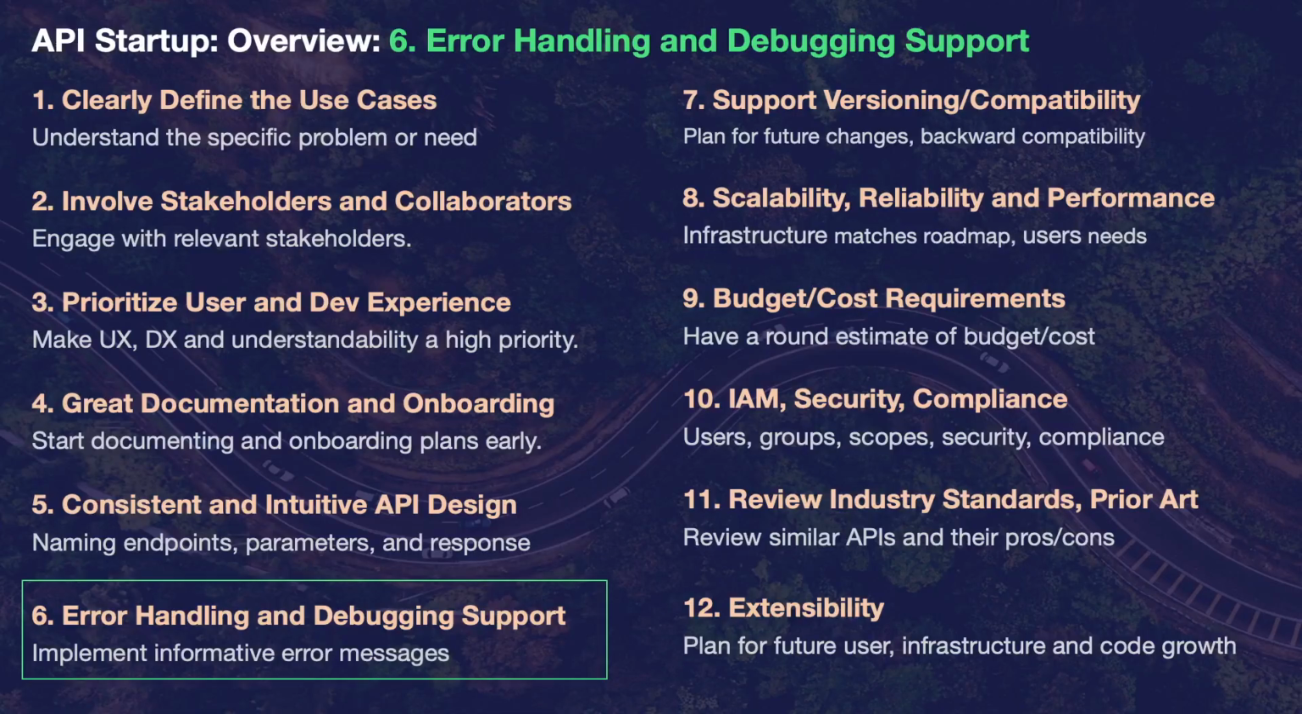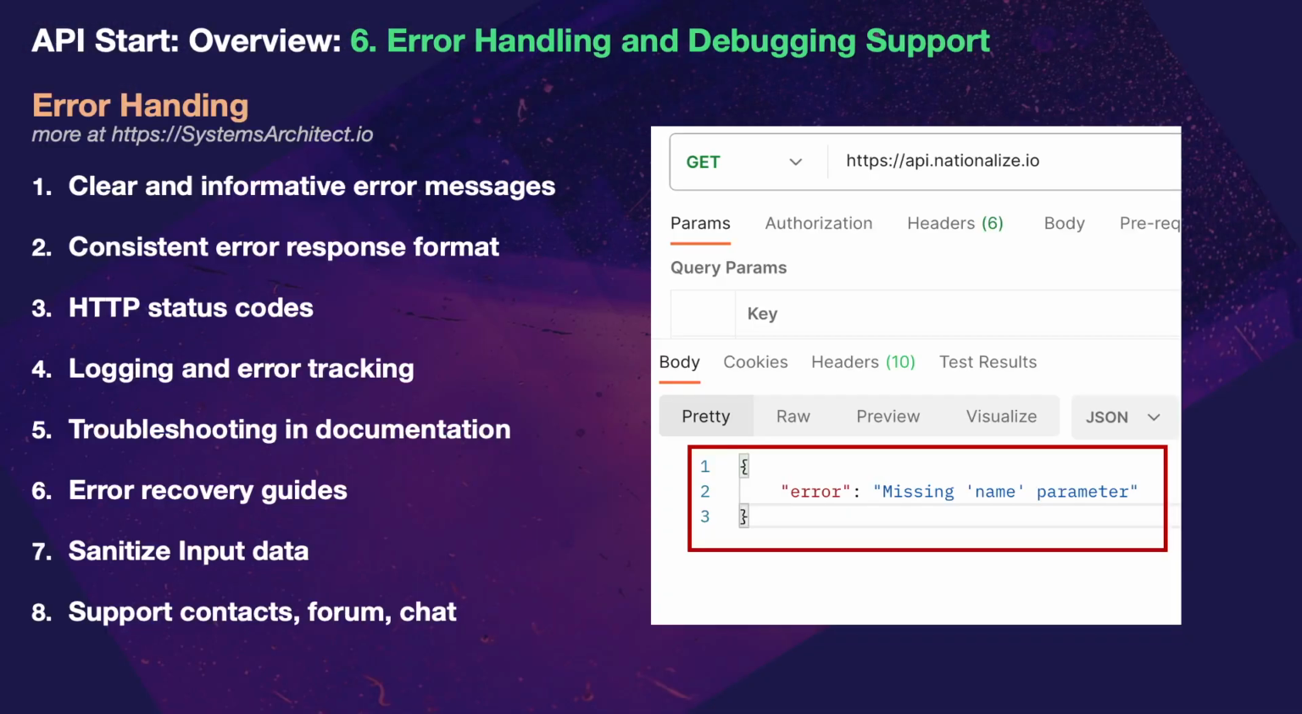Error handling and debugging support. Have informative error messages and help developers handle errors. Here are some best practices for helping with error handling. Clear and informative error messages, consistent error response format, HTTP status codes, logging and error tracking, troubleshooting in the documentation, error recovery guides. Make sure to sanitize input data. And of course, make sure to have support contacts available, perhaps a forum or chat.